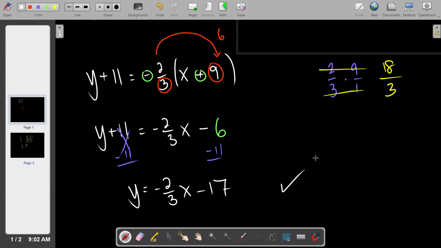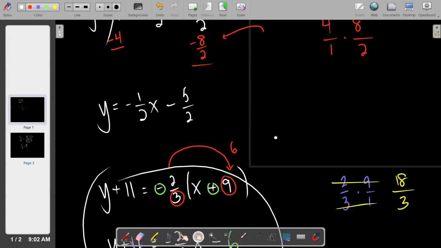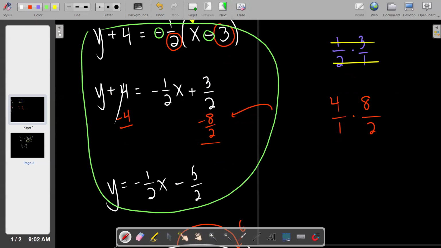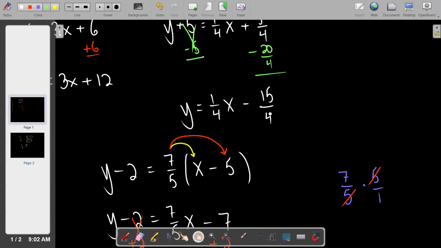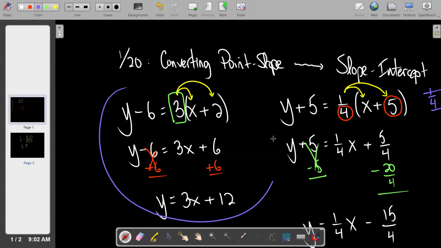So throughout the assignment, you're going to see three types of problems. You're going to see problems like this with friendly fractions. You're going to see problems like this with evil fractions. And of course, you're going to see problems like this with no fractions. Okay. Those are the three flavors that you'll be tackling after the quiz today. Any questions about that? Okay.